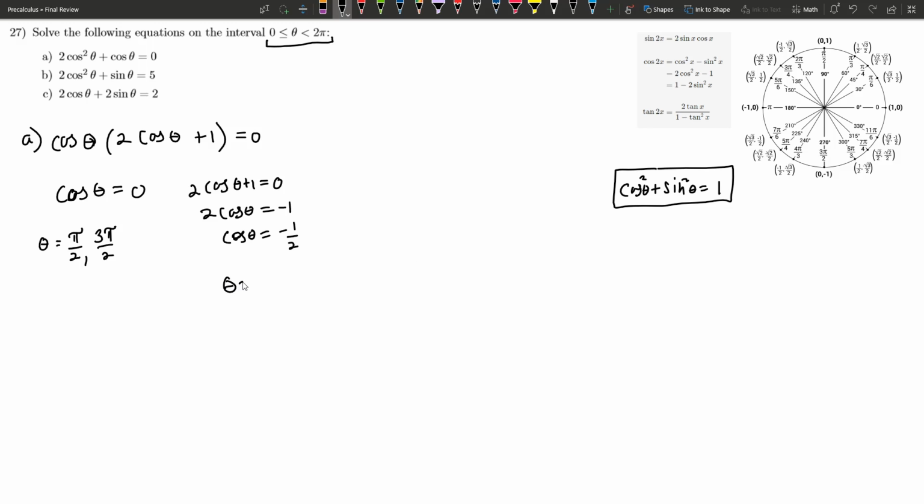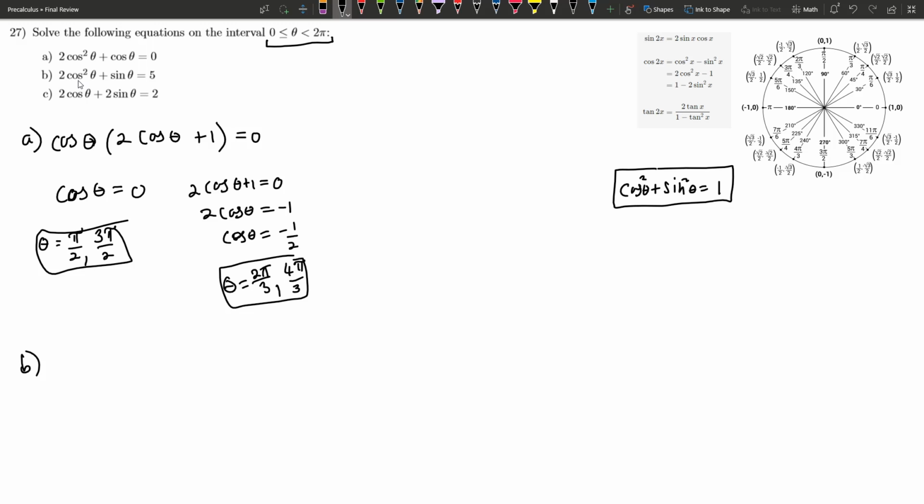So theta could also equal 2 pi over 3. And where else is cosine negative? It's over here as well, 4 pi over 3. All right, I'm not going to rewrite these nicely, but these are your solutions. You have 4 of them. Let's do B.